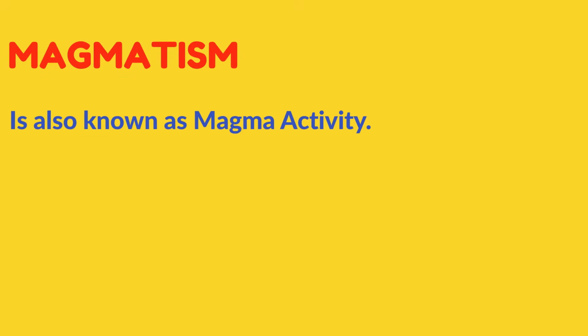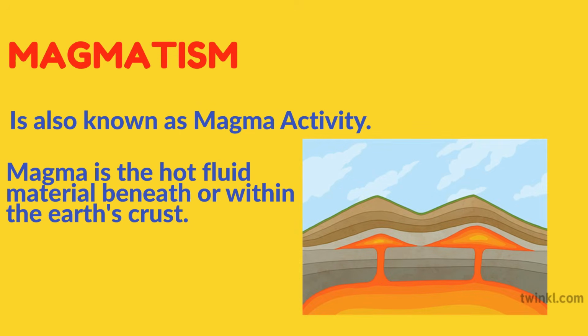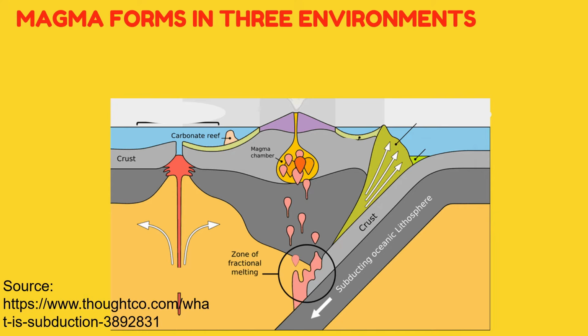Magmatism. It is also known as magma activity. Magma is a hot fluid material beneath or within the Earth's crust. Magma forms in three environments. First, we have subduction zones. As you can see from the diagram, the oceanic crust subducts, or goes under, the continental crust. As the oceanic crust dives deeper, this results in the melting of the crust that forms more magma.